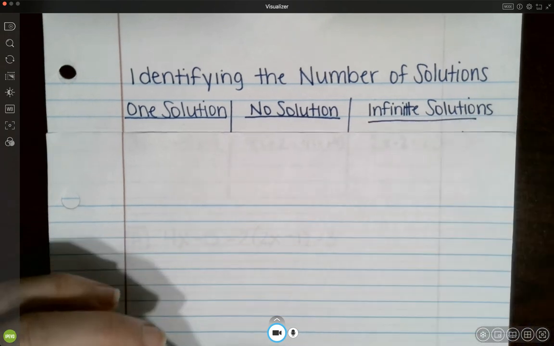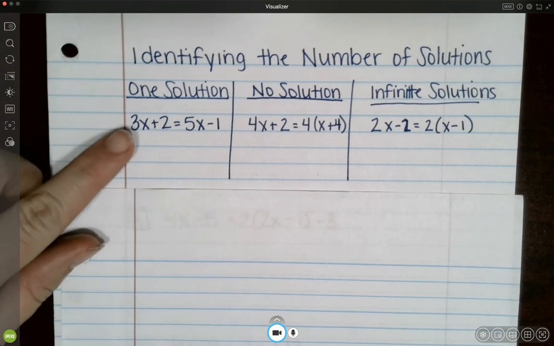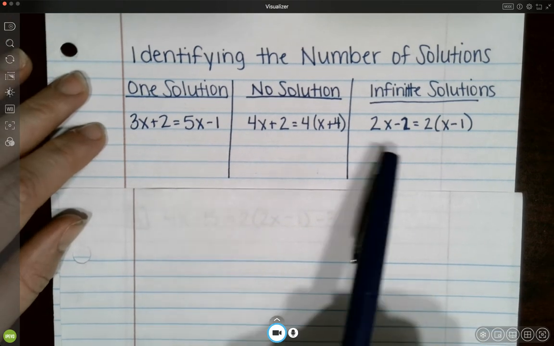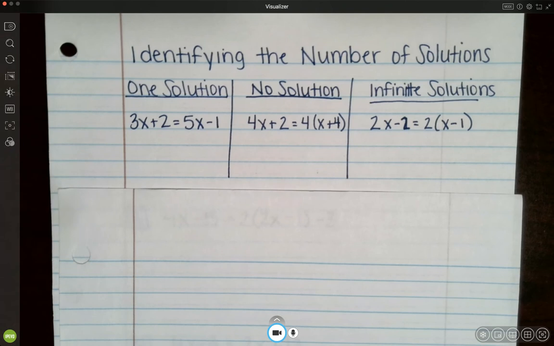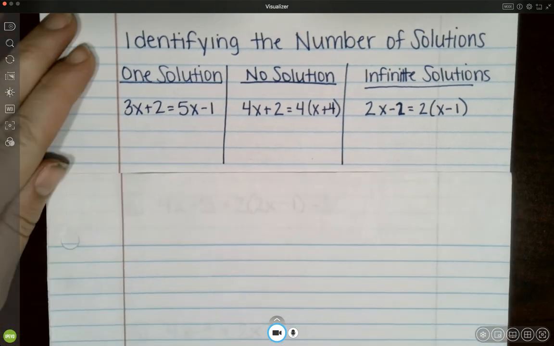Okay, so we're going to take a look. Here are three different examples, but we're going to come back to this because we're going to solve through three, and then we're going to come back and create three rules that let us see instantly, in one step, what our answer is going to be.